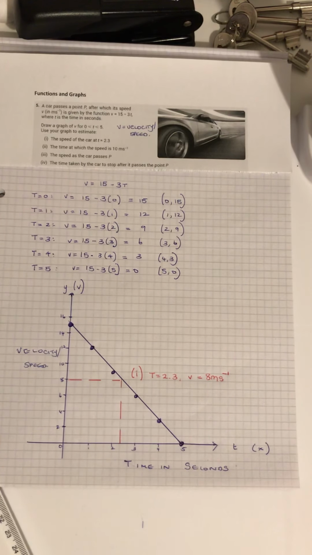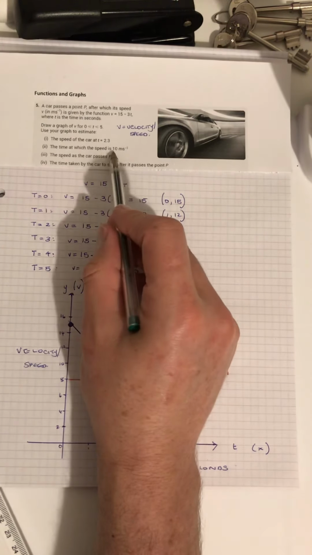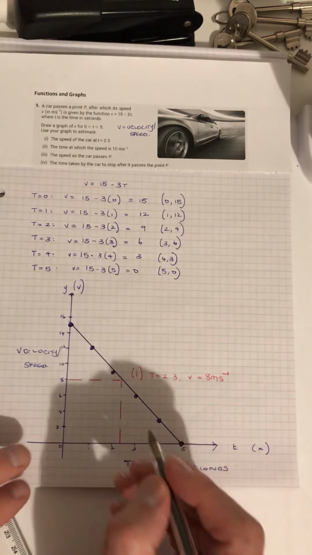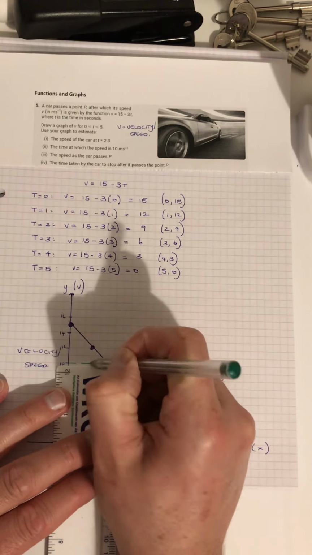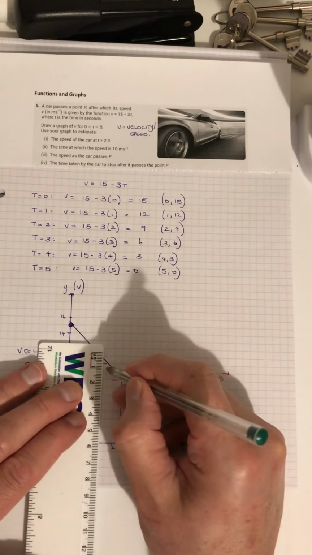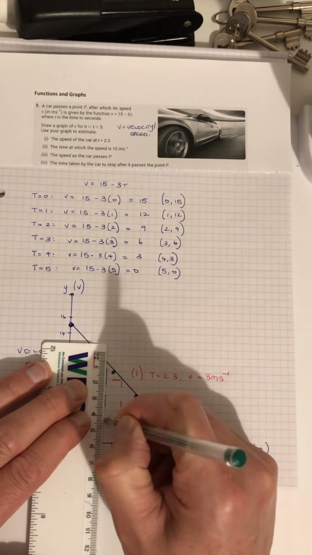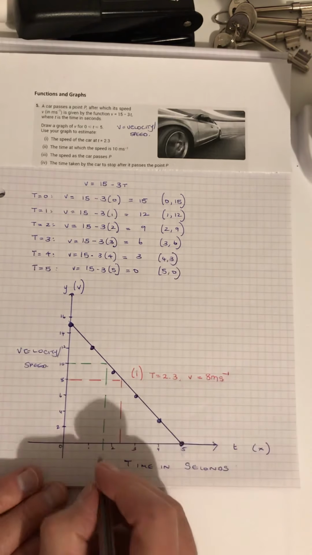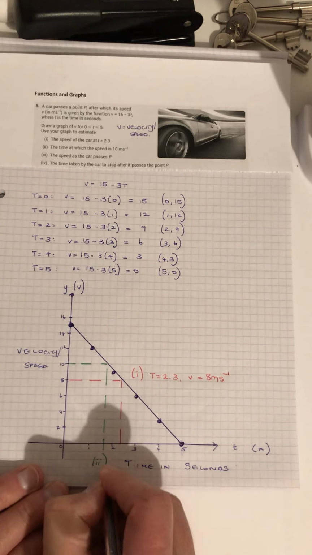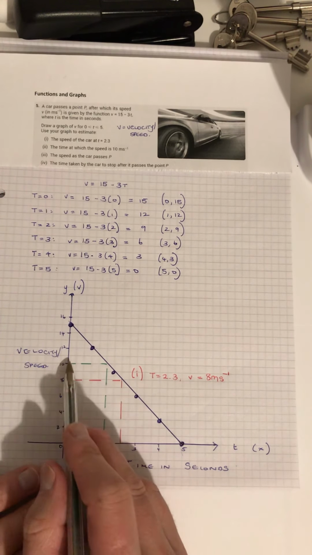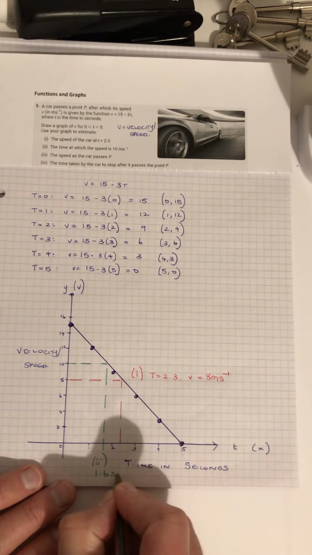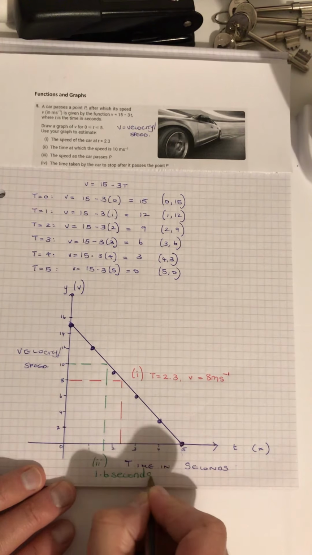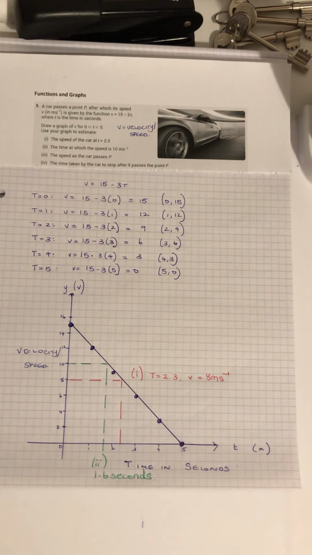Now for part 2. The time at which the speed is 10. So use your estimate again. So go to 10 on the speed and work down to the time axis. So that's part 2. And I would say 10 is 1.6 seconds. So I'm using a different colour to help you out here.